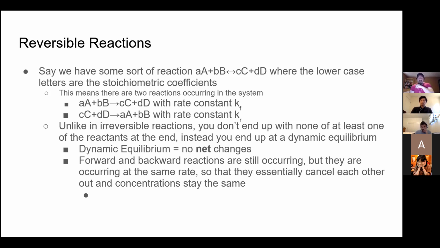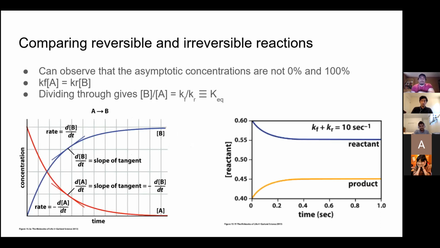So the key thing is that there's no net change at dynamic equilibrium. You still have forward reactions and backwards reactions happening, but they're just happening at the exact same rate so that you don't really observe a macroscopic change in the concentrations. Comparing these two graphs, these are both first order ones, and you can see on the right that the asymptotes aren't 1 and 0. They're about 0.45 and 0.55.